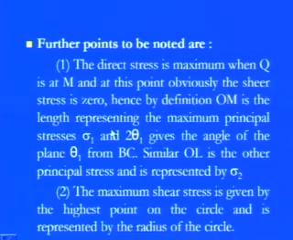This means there is no shear stress and the normal stress component is maximum. Hence, by definition, OM is the length representing the maximum principal stress, sigma 1, and 2 theta 1 gives you the angle of the plane, the 2 theta p which we observed, where theta 1 will always be from the BC.